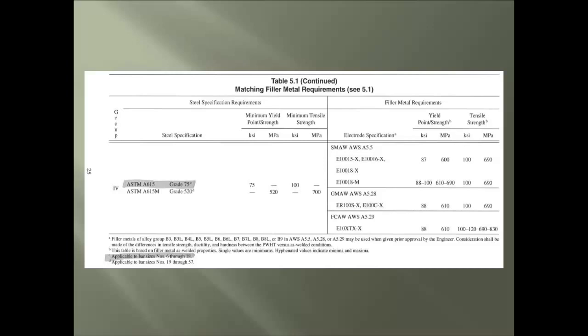As we look at a part of Table 5.1, we will alert you to the key parts, which are the following. The grouping, which here is Group 4. Next is the steel specification plus the grade. Once again, we see two columns here with the yield and tensile strengths provided in KSI and megapascals.